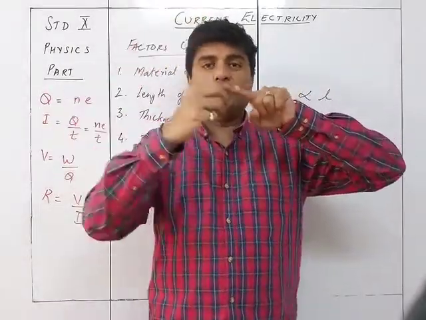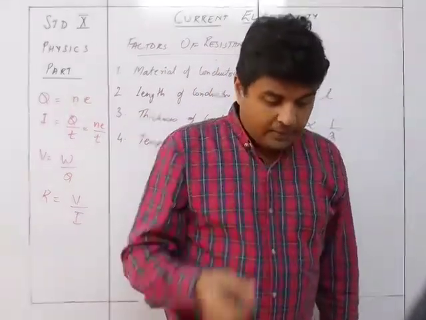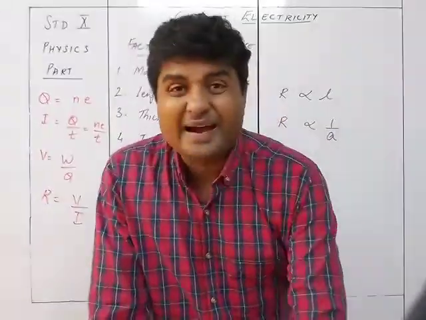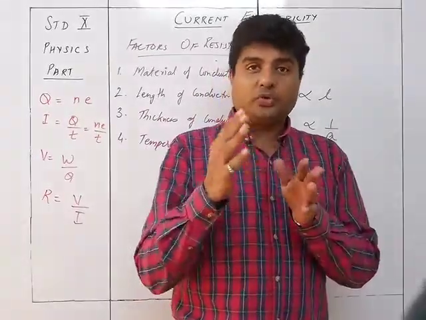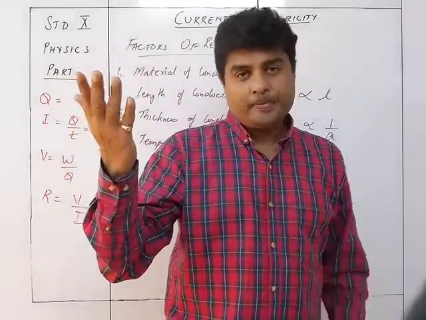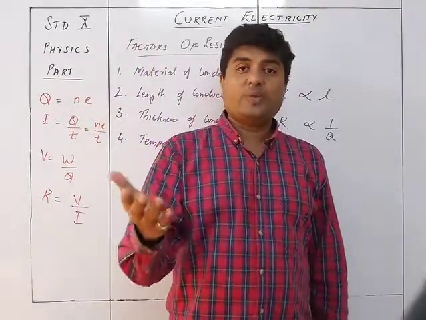See, when this is the radius, the area is pi r square, right? That's the main thing. It is pi r square. So if it is 2 times, it will become 4 r square. And if we make it 3 times, it will be 9 times r square.